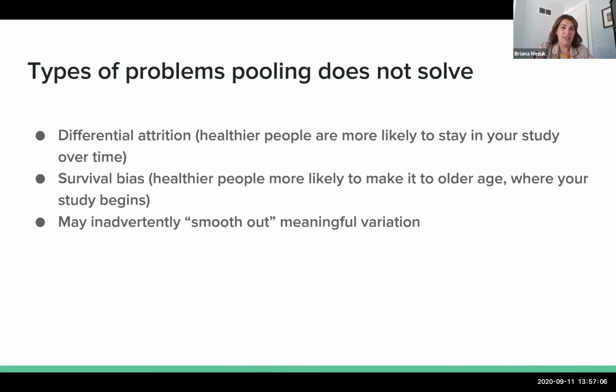Two more slides and I'm done. So just some types of problems that pooling does not solve in and of itself. It does not solve differential attrition. It is still the case that healthier people are much more likely to stay in your study over time. It doesn't solve survival bias, that healthier people are more likely to make it into old age, which is where your study might begin. And I think this is also to Carrie's question earlier, that pooling may inadvertently smooth out meaningful variation. And this is also true of multiple imputation in general, right? So multiple imputation is by design smoothing things out. And that variation may be important.